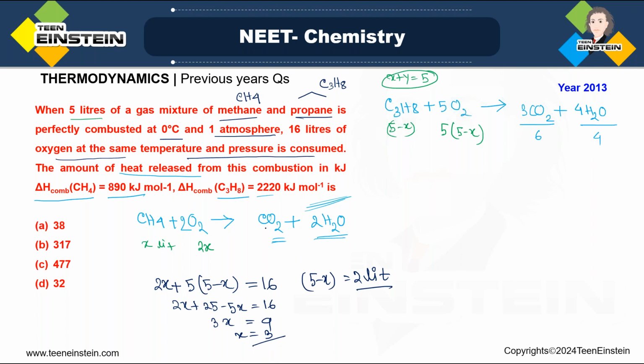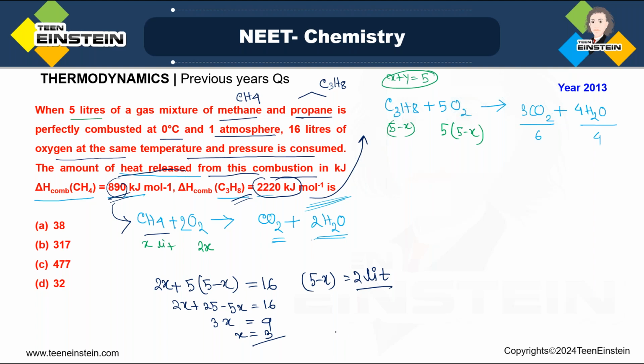Actually, the question is written properly. It is asking the amount of heat released from this combustion, that is, the total amount of heat released. The values of heat release that you are seeing are for individual reactions. Suppose you have taken only 1 mole of methane, in this reaction this amount of energy is released, and this amount of energy is released for this equation. But it is asking the total amount of heat released. Sorry, it is not asking the amount of methane, that I said by mistake. It is actually asking the total amount of heat released.